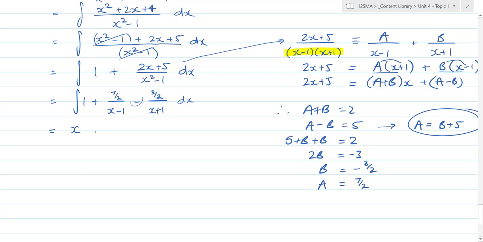So I get x plus 7 over 2 log x minus 1 minus 3 over 2 log x plus 1 plus c. Now it might be tempting to throw the two logs together using that negative and a division, but I have to incorporate these coefficients inside the logs first as powers, and so it gets a little bit more complex and it's probably not worth it.